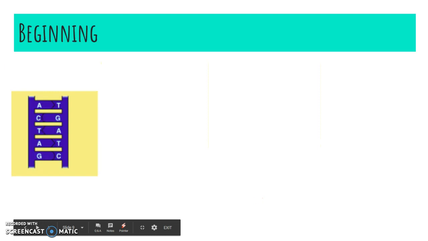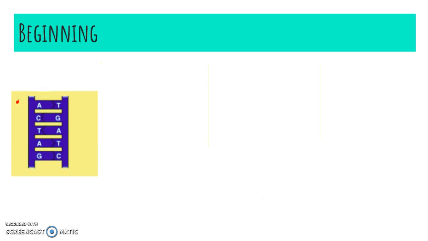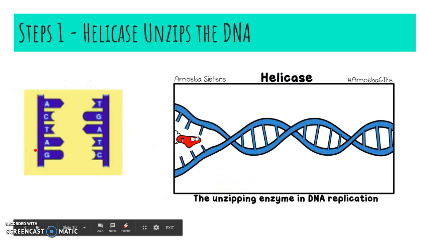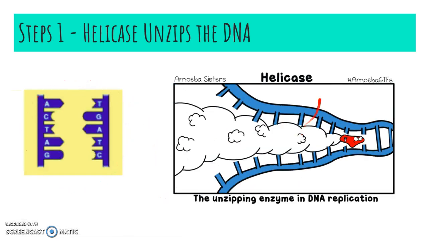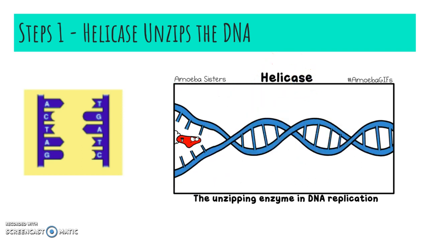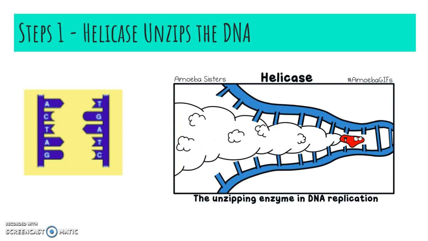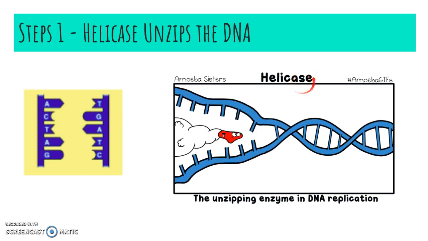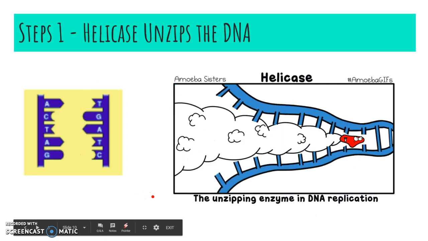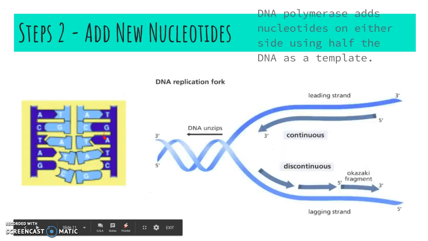So just a little bit more detail. Here we are in the beginning. We have our DNA. We're going to open that up again. Now remember, that's done by an enzyme. The enzyme that does that is called helicase. Enzymes are part of a lot of processes in our body, and you can tell it's an enzyme when it ends in ASE.